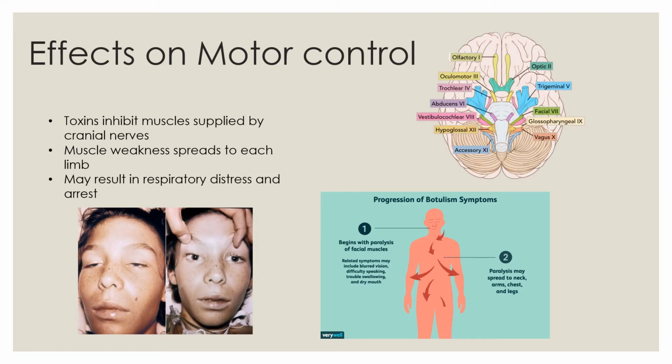The effects of the botulinum toxin on motor control are the most notable symptoms of the illness. The toxins begin by inhibiting the excitation of the muscles supplied by the cranial nerves. This results in double vision, eyelid drooping, lack of facial movement, and issues with speaking and swallowing. Inhibition of acetylcholine at the presynaptic cleft may also disrupt the autonomic nervous system, yielding dry mouth and throat, postural hypotension, and constipation for the patient.